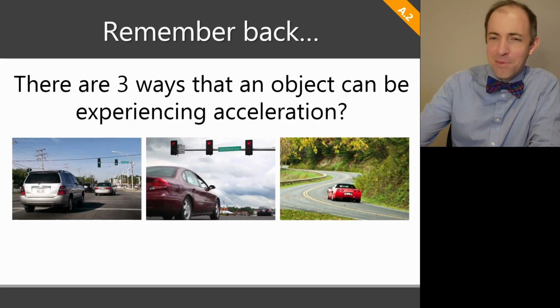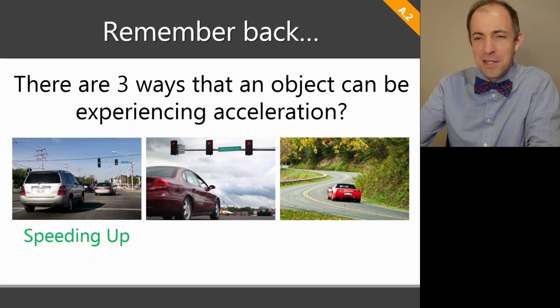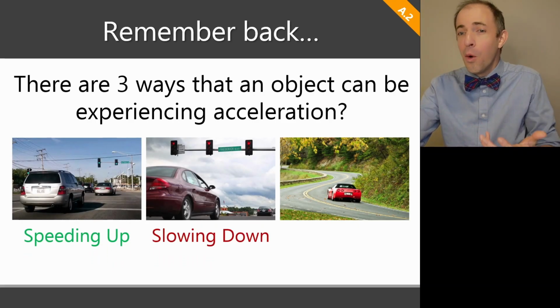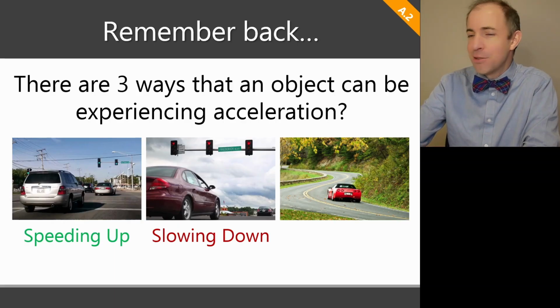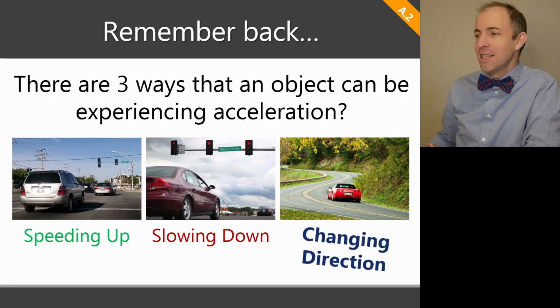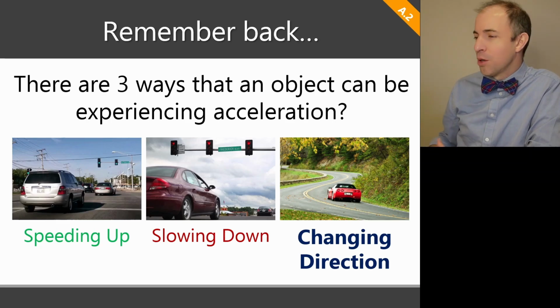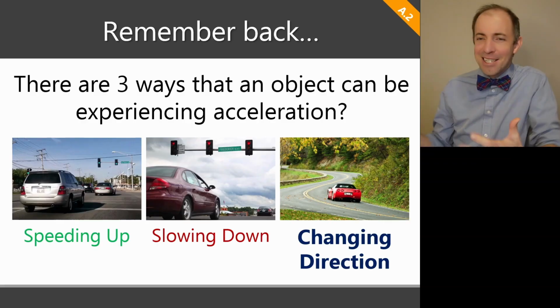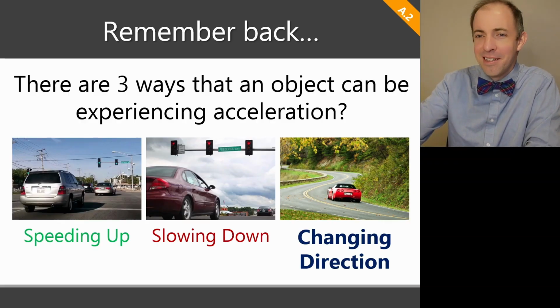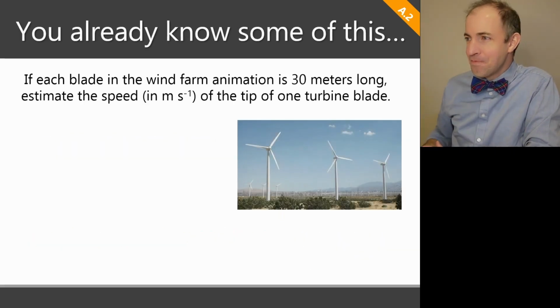Now, we talked about this before. We defined acceleration as speeding up or slowing down. Those are both ways of changing speed, and velocity is speed with direction. So that means there's a third way to change your velocity, and that's to change the direction in which you are moving. So changing direction is a form of acceleration, and it's a form of acceleration that we're going to deal with today as we're looking at circular motion.